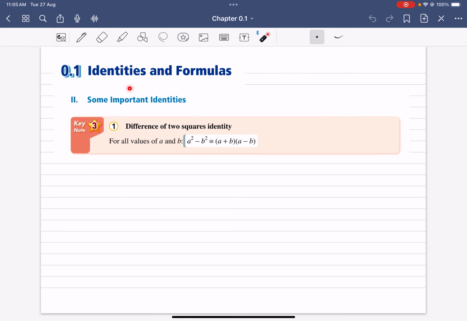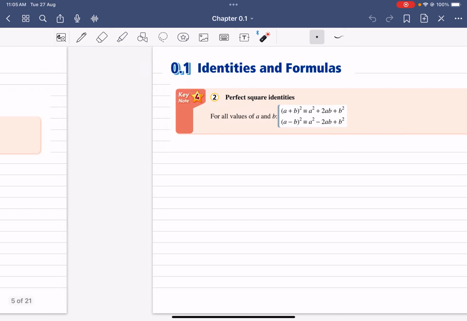For identities, there are some important identities. First one is this: a squared minus b squared is identical to bracket a plus b times bracket a minus b. And sometimes you have the left hand side, then you want to have the right hand side, and this is called factorization. And sometimes you have the right hand side, you want to get the left hand side, then this is expansion.